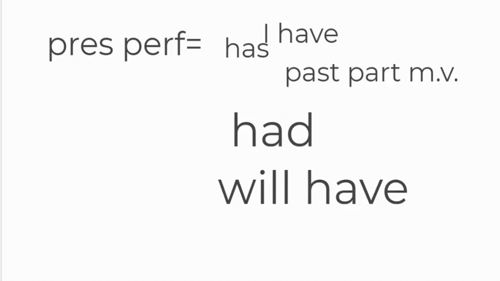If the subject is first person, second person, or third person plural, we will use the verb have. However, if we're talking about the present perfect with a subject that is third person singular, then we use has. In the past perfect or the future perfect, it doesn't matter. The modal auxiliary verb is going to be the same one, always had. And in the future perfect, also will have.